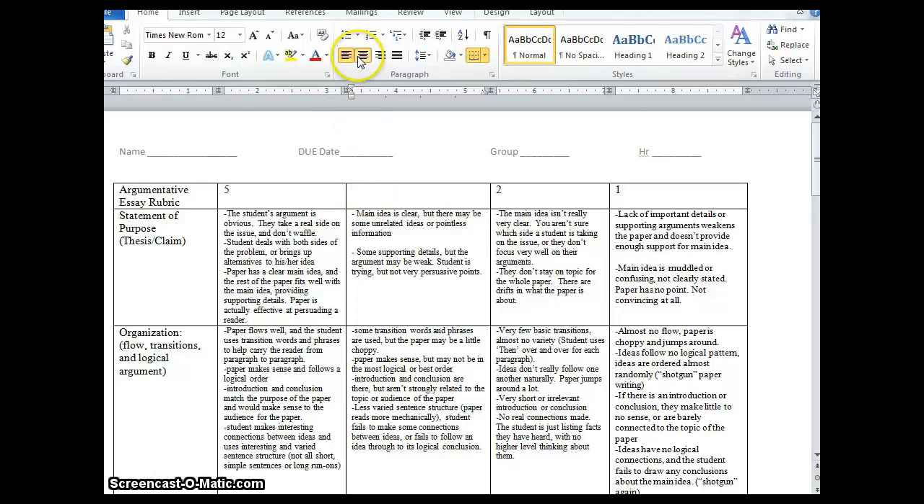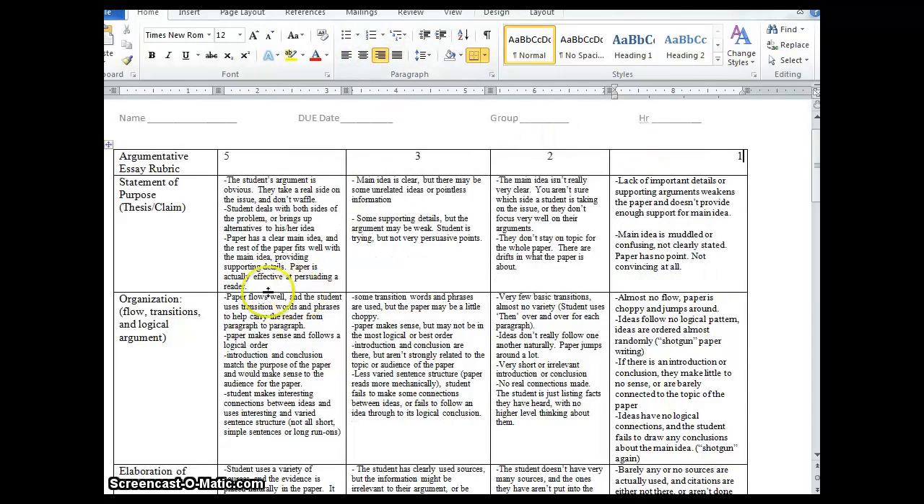Then we're going to center this up. It needs to be a 3. Go here, center it up, it's a 2. And then we're going to right align, it becomes a 1. Statement of the purpose. When you read the paper, you got to do a couple different things.